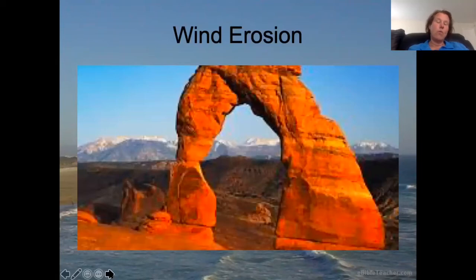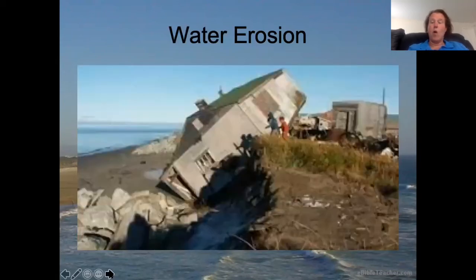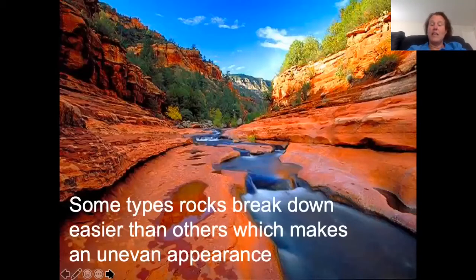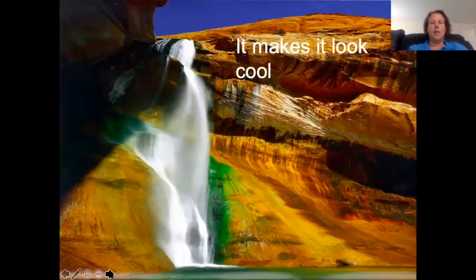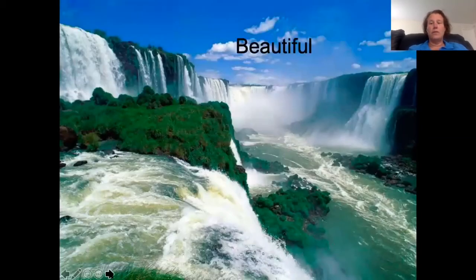And you know how we talked about how rocks don't weather evenly, right? That's how these cool formations happen, because only part of the rock broke down and the rest stayed. Water erosion can cause these cliffs. Homes can fall after their land has been slowly eroded away by water. Some types of rock break down easier than others, which makes an uneven appearance. It makes it look pretty cool. Very beautiful.